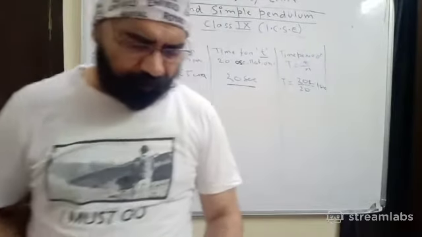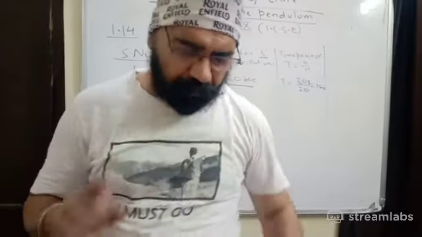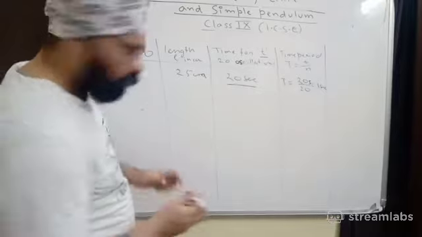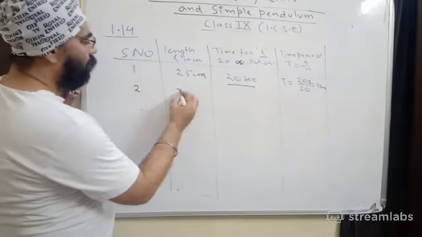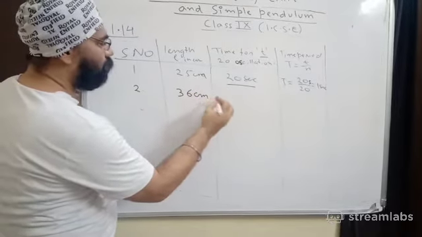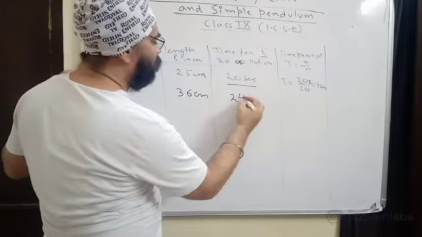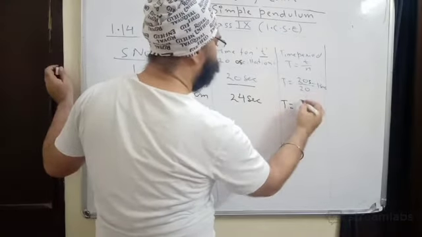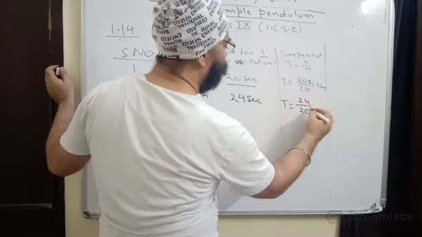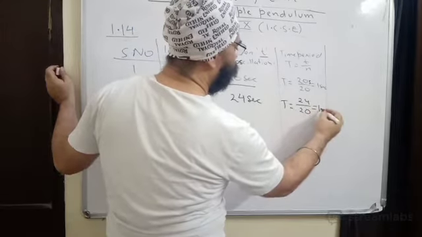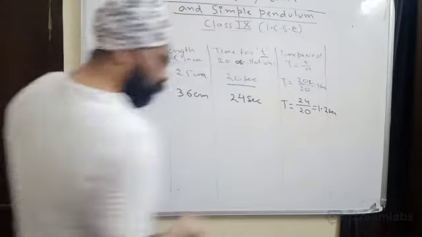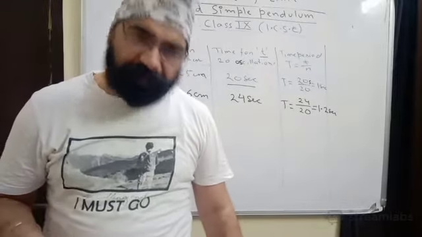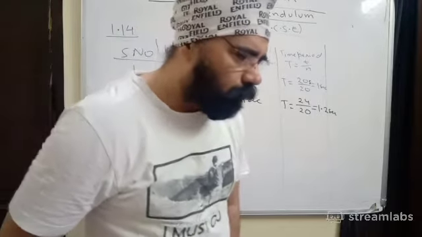While stopping, a minor error was there, my reflexes, it didn't stop on the first. So it was 24 seconds. Got it? So now I write, when my length is 36 centimeters, the time for 20 oscillations was 24 seconds. So what is the time period? The time period is equal to 24 divided by 20, which is 1.2 seconds. Got it? So when I increase the length, the time period increased. Clear, Shubhi? You're understanding now?